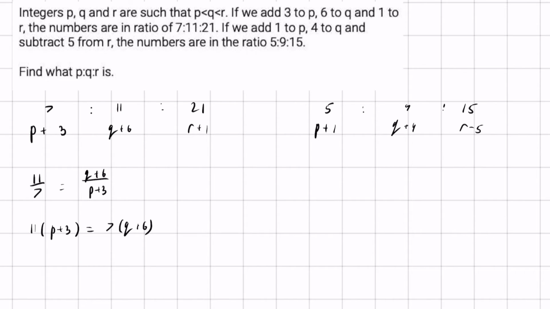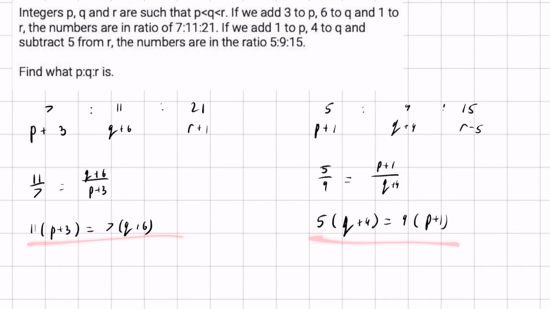Let's move on to our second diagram with ratios. We do the exact same thing. We write 5 over 9 is equals to p plus 1 over q plus 4. Then we multiply by q plus 4 and by 9 to get 5 times (q plus 4) is equals to 9 times (p plus 1). Okay, now we can combine these two together to form a simultaneous equation.